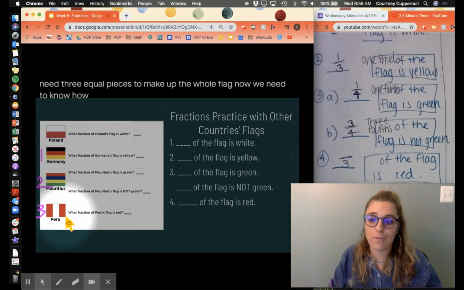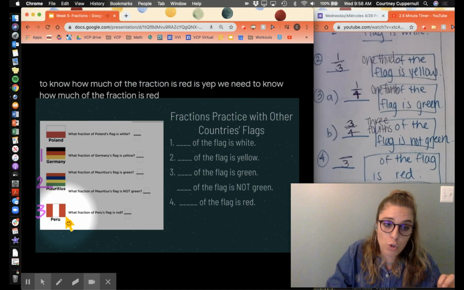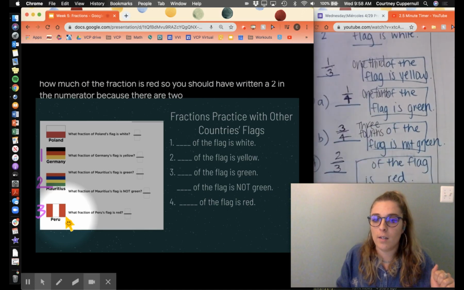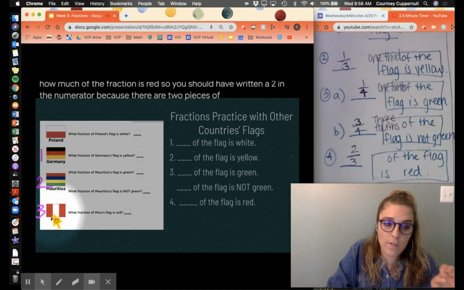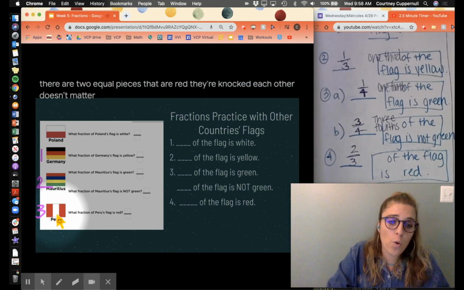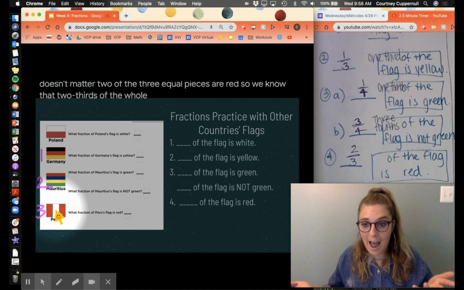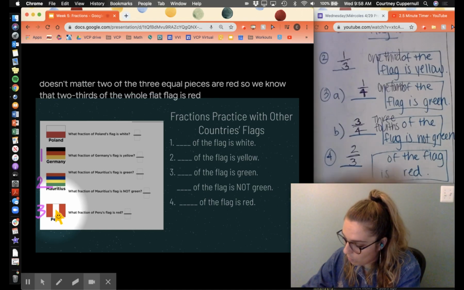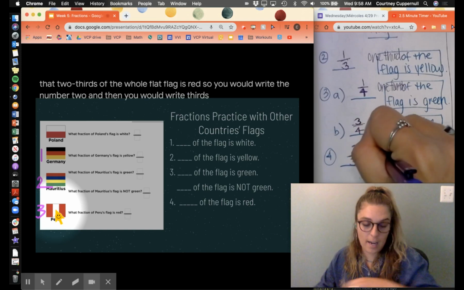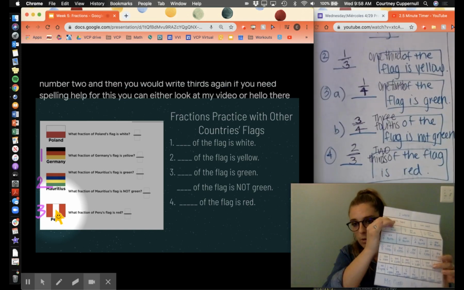Now we need to know how much of the fraction is red. So you should have written a 2 in the numerator because there are 2 pieces of the Peruvian flag. There are 2 equal pieces that are red. They're not next to each other, doesn't matter. 2 of the 3 equal pieces are red. So we know that 2/3 of the whole flag is red. So you would write the number 2, and then you would write thirds. Again, if you need spelling help for this, you can either look at my video or, hello, there's a reason we made this, my friends.